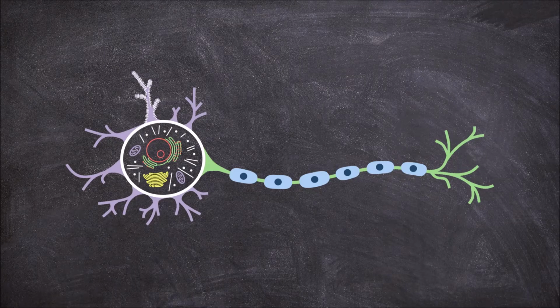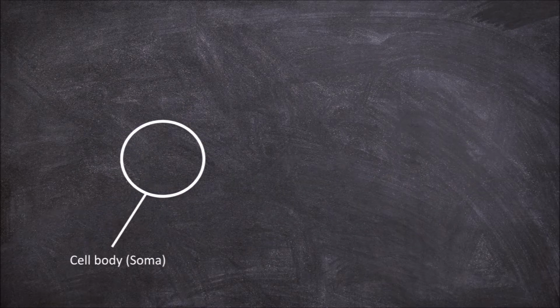Neurons, or nerve cells, are a type of cell that is specialized in transmitting information. They vary in structure and type, but overall consist of the same features. Each neuron consists of a soma, which is the cell body.